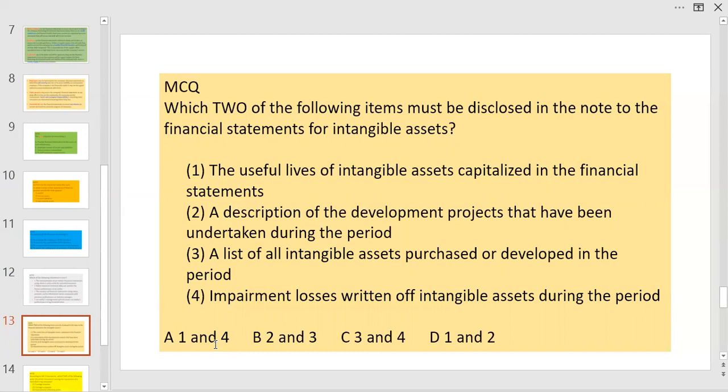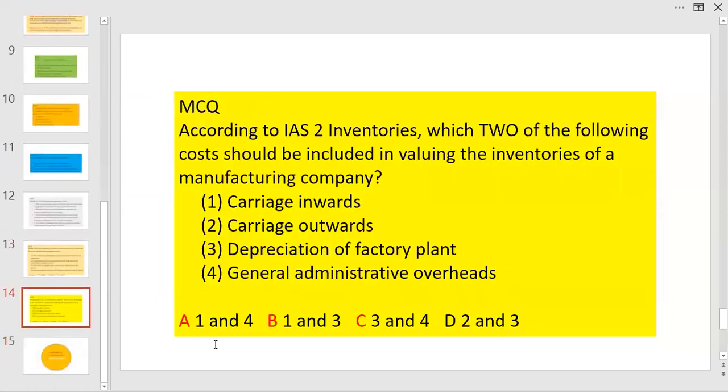Next MCQ. According to IAS 2, inventories, which two of the following costs should be included in valuing the inventories of a manufacturing company? 1 and 3. Carriage inwards and depreciation of factory plant will form a part of manufacturing costs. Therefore, the answer is B. We recommend more and more exercises like this in order to get a better understanding of the subject.